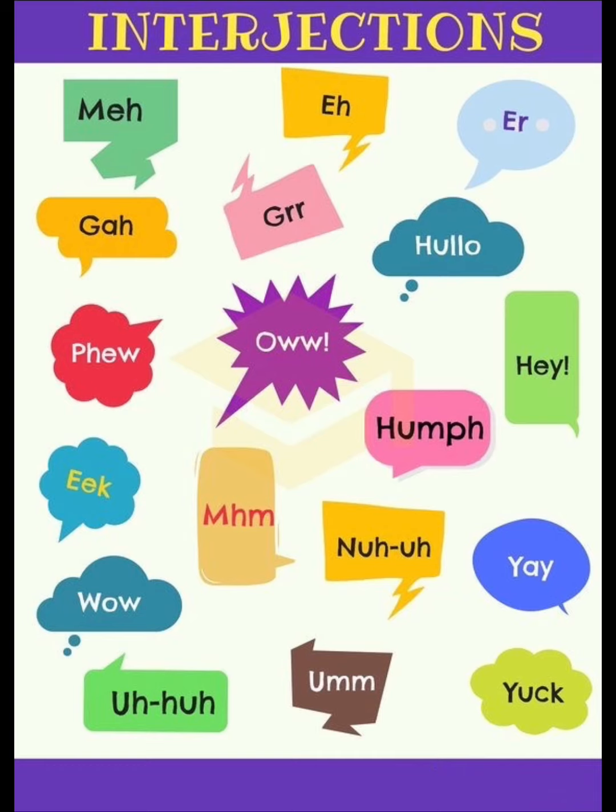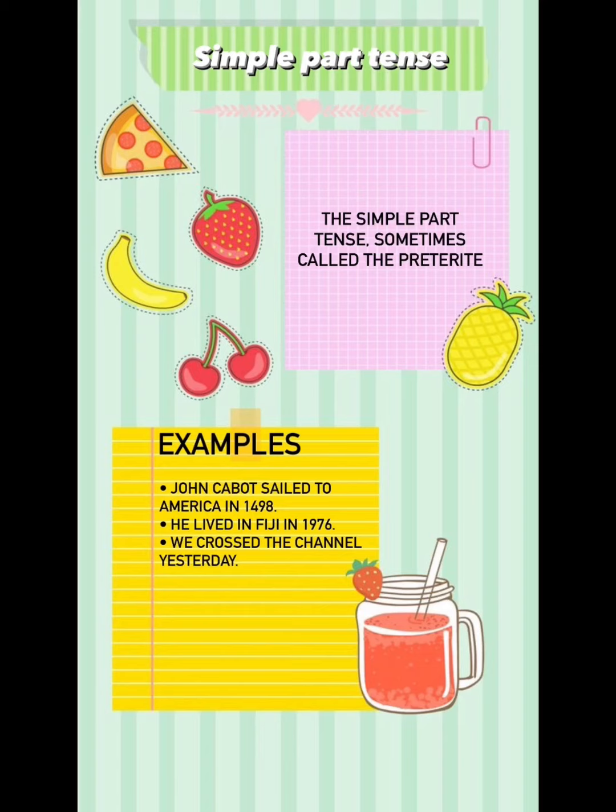Interjection, showing strong emotion or feeling. Example: wow, and hey. Simple past tense. The simple past tense, sometimes called the preterite, is used to talk about a completed action in a time before now. The simple past is the basic form of past tense in English.